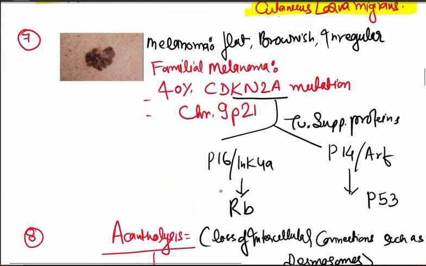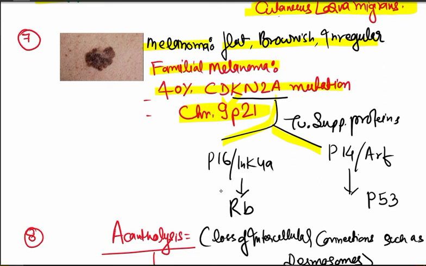Now the next one, this condition is melanoma. This is a flat brownish irregular lesion. If it is a familial melanoma, then 40% are associated with a CDKN2A mutation. This is located on chromosome 9p21. If this gene is mutated, there will be a problem in forming tumor suppressor proteins.